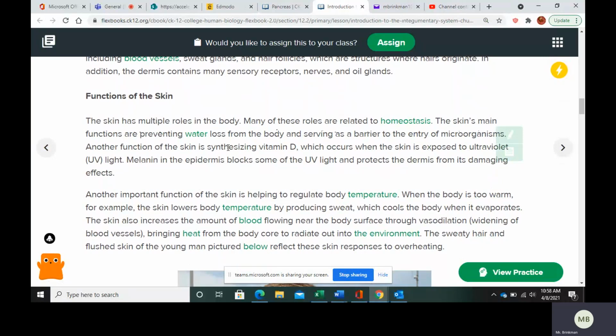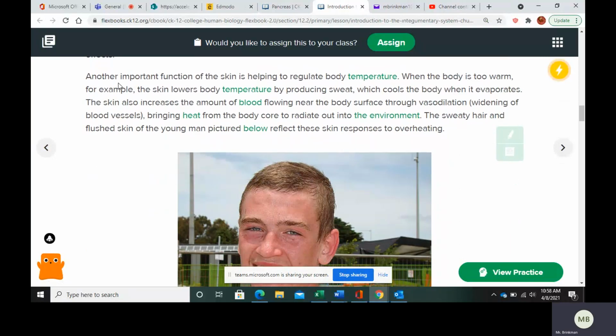It also makes vitamin D when it comes into contact with UV light. The skin will also help regulate the body temperature. So when the body is too warm, you sweat, and that is going to help cool the body as it evaporates. It's also going to increase the amount of blood flowing in the body near the surface. So your blood vessels are going to dilate, and they're going to bring heat from the inner core of your body and help radiate it out to the environment.